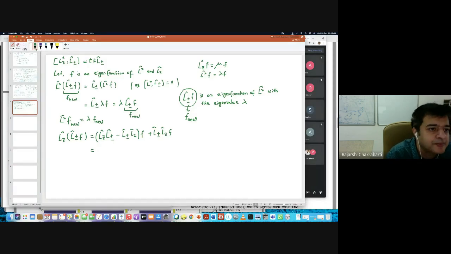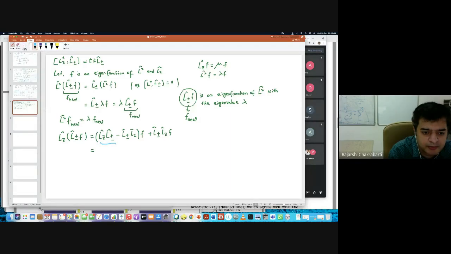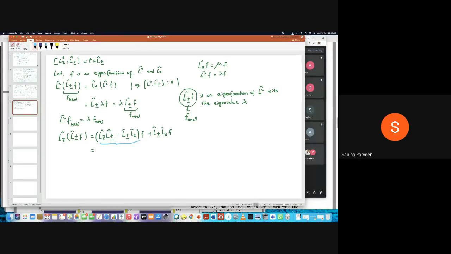This quantity, commutator. Commutator of Lz with L plus minus. So this is given by this expression. So what am I going to get here? Plus minus h cross.